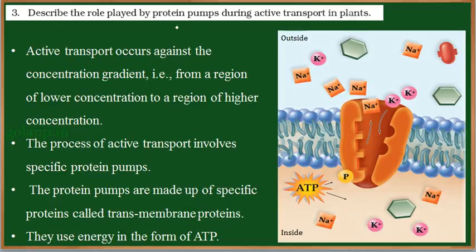Describe the role played by protein pumps during active transport in plants. So what is active transport?